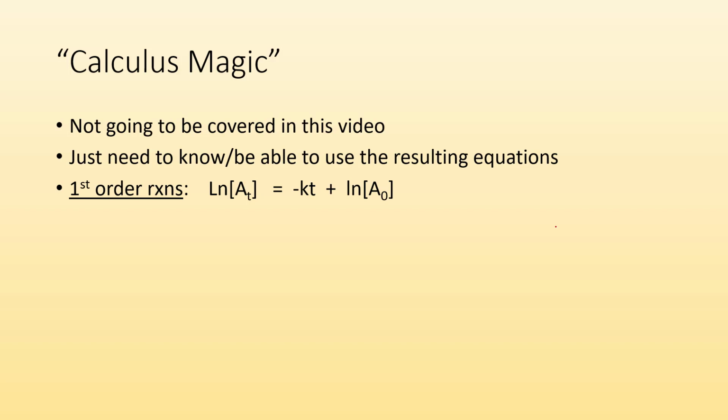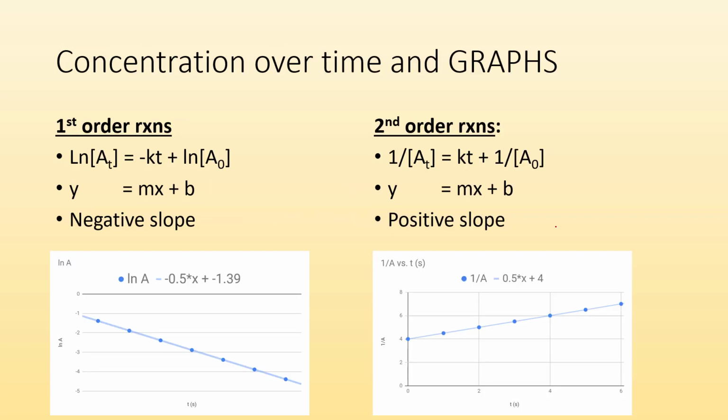Natural log of the amount at a given time equals negative kt plus the natural log of the amount you started with. Second order looks a little different. It's 1 over the amount at a given time equals kt plus 1 over the starting amount.